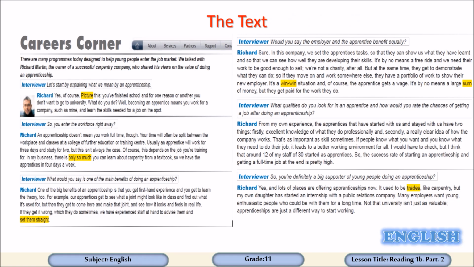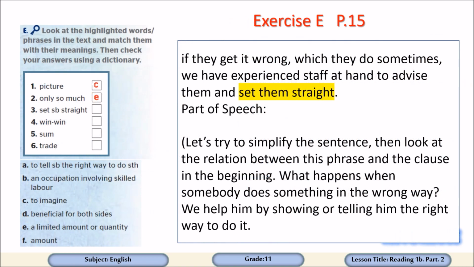Number 3 is the phrase "set them right." If they get it wrong, which they do sometimes, we have experienced staff at hand to advise them and set them straight. Let's begin by simplifying the sentence. We can remove "which they do sometimes." We can also remove "at hand." We can look at the relationship between this clause and the highlighted clause.